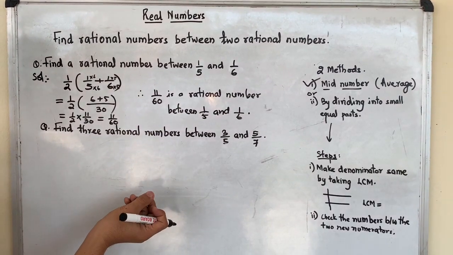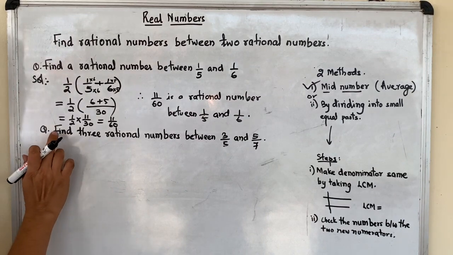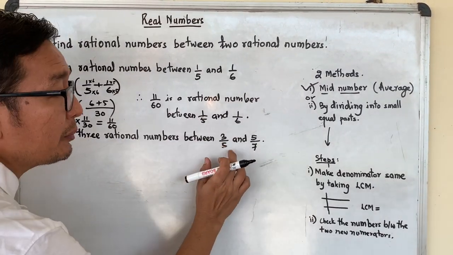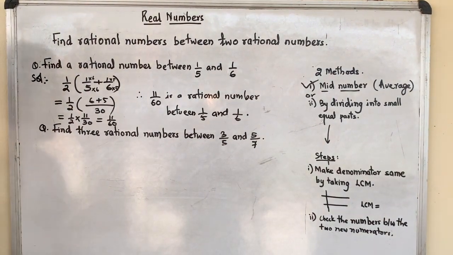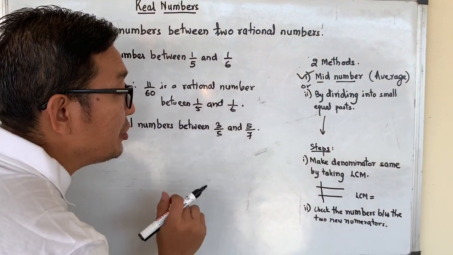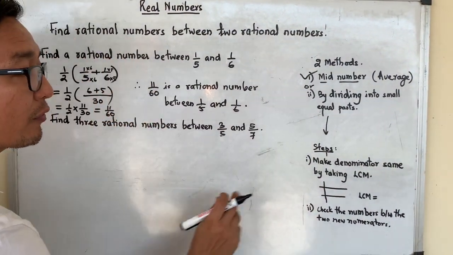Find three rational numbers between 3 by 5 and 5 by 7. Rational numbers between 3 by 5 and 5 by 7. I'm going to tell you how to do it.